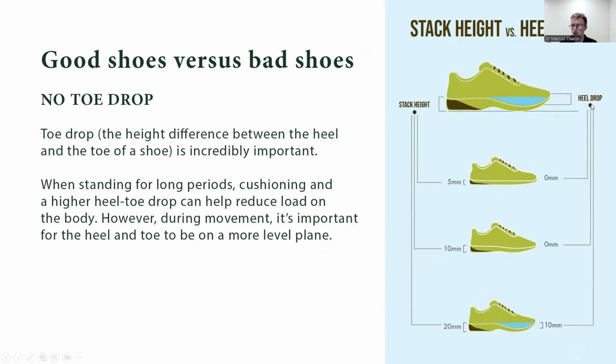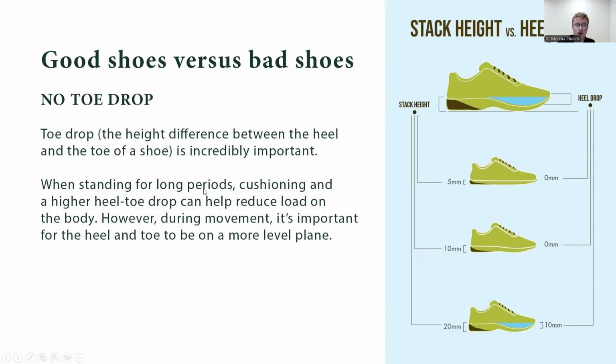So we can see here from this image, we've got the stack height versus the heel drop. You can see here there's a 5mm heel drop, 10mm heel drop, and 20mm heel drop, and you can compare that to the front of the shoe. So ideally, we want to have an equal level heel drop to make sure that we are maintaining the right and equal amount of forces through the shoe and up the chain into our ankle, knee, lower back, hips, and pelvis. So heel drop, the difference between the heel and the toe of a shoe, is incredibly important.